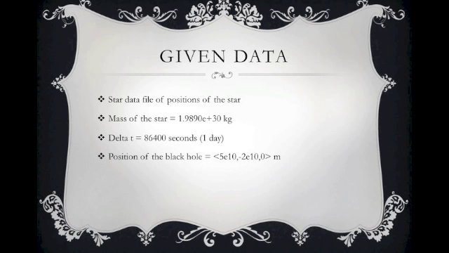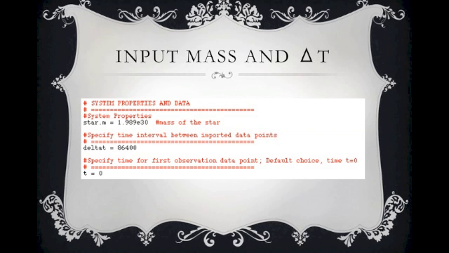Let's start with the values we were given in this lab. We were given the star data file of positions of the star, the mass of the star, delta T, and the position of the black hole. All this is shown here. From here, we can address our first objective, to make a model in VPython by starting to create the necessary code, and from there we can analyze meaning.